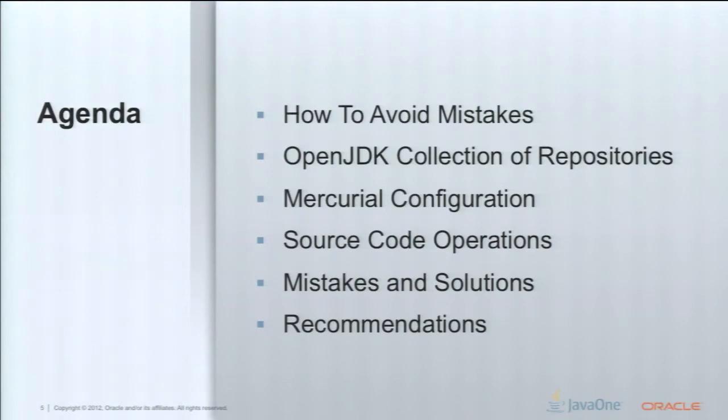Here is the agenda of the presentation. So the first item is definitely how to avoid mistakes. Then we are going to talk about the OpenJDK collection of repositories, Mercurial configuration, source code operations, mistakes and solutions. And definitely we will provide recommendations on how to work with OpenJDK. The presentation mostly focuses on the mistakes developers could make in working with OpenJDK and how to avoid those mistakes.